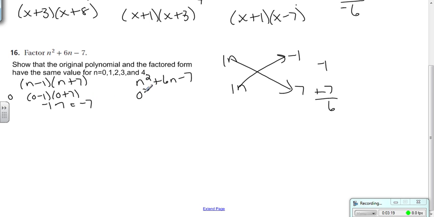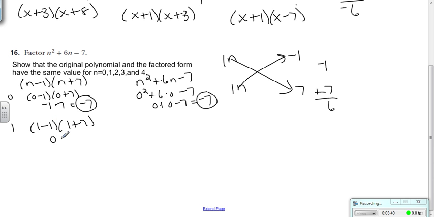Here I would do 0 squared plus 6 times 0 minus 7. So that's 0 plus 0 minus 7. Well, that also equals negative 7. So I got a negative 7 each time. So I know I've got the right answer. And then they're asking you to figure out what the values are for 1. So that would be 1 minus 1, 1 plus 7. So that's going to be 0 times 8, which is 0.